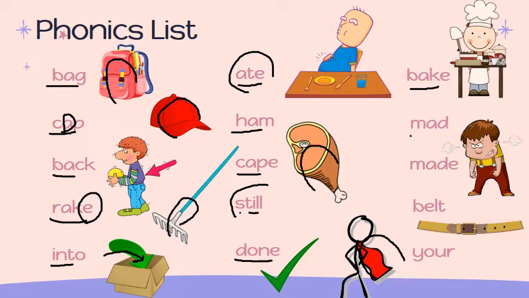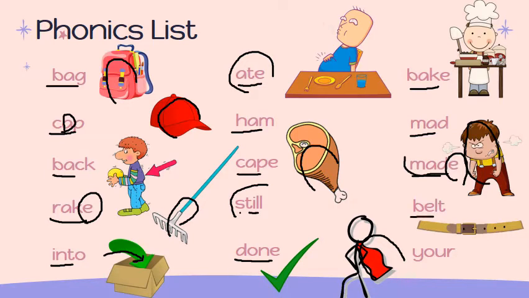Now we have the word mad. You can see the mad boy. We can hear the short A sound in the word mad. Here we have the word made. We added the magic E and now we can hear the long A sound in the word made. Let's say it together. Made.